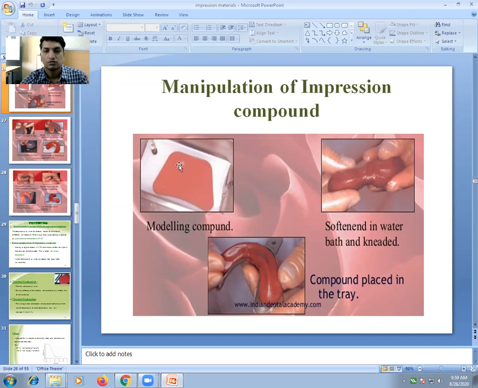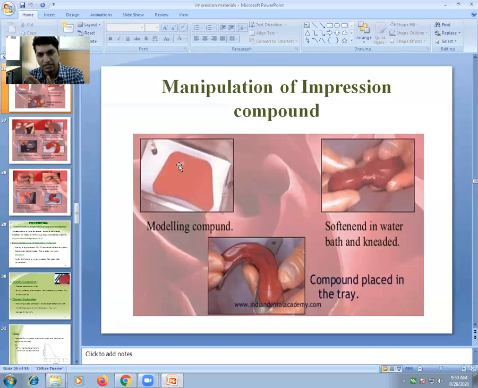Okay, now before putting that impression compound into the water, we break that compound into small pieces. And we scratch on the surface of the impression compound. By scratching, we increase the surface area, because impression compound is a bad conductor of heat. So if I put this impression compound into the water, only the outer surface will get softened, but the inner surface will stay hard, so heat will not penetrate into it.